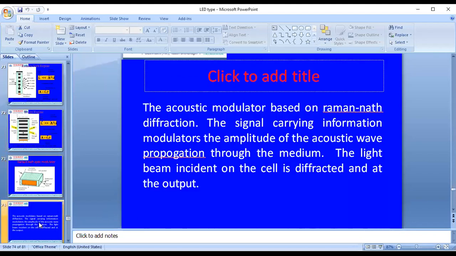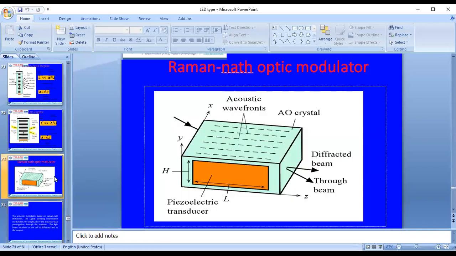So the acousto-optic modulator based on Raman-Nath diffraction: in this technique, the signal carrying information will be modulated in terms of the amplitude of the acoustic wave that is propagated through the medium. So the light beam incident on the cell is diffracted at some output. Only the thing is, whenever the crystal is placed here and the incident light is applied on it, based on the acoustic wavefront produced, the diffracted output is I0 and I1.